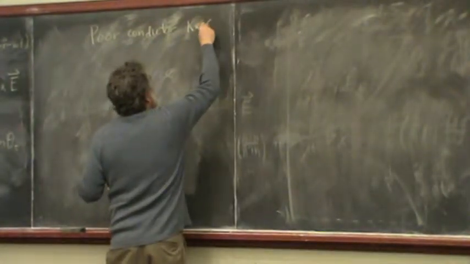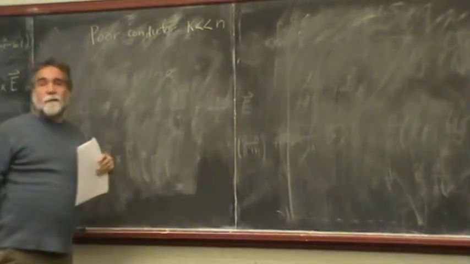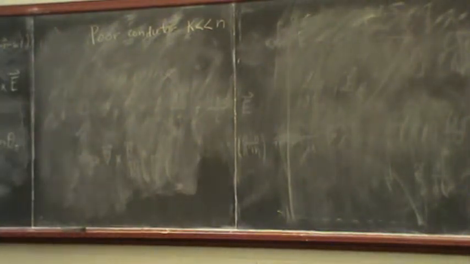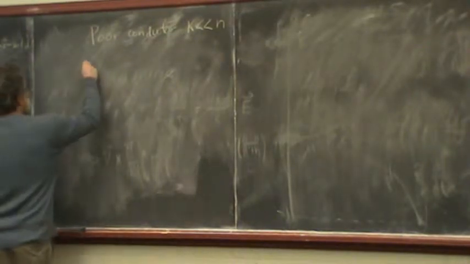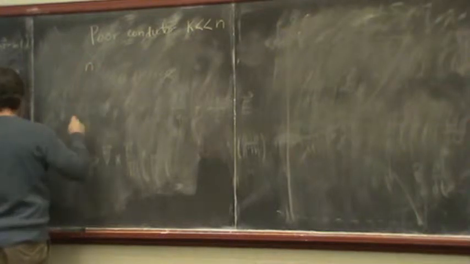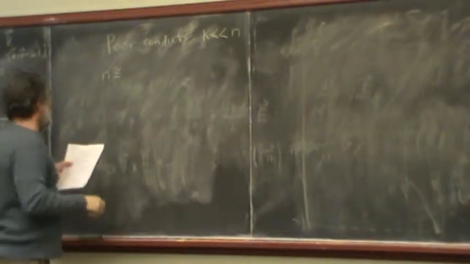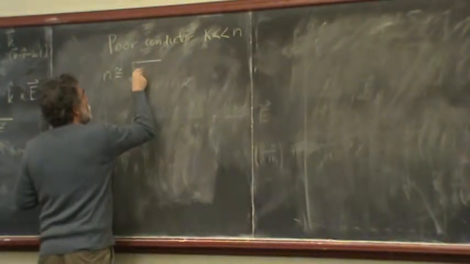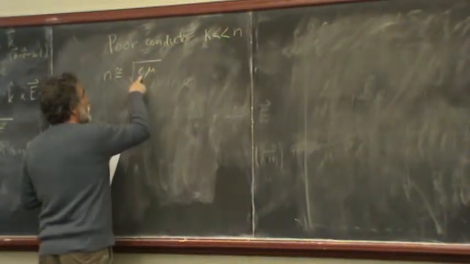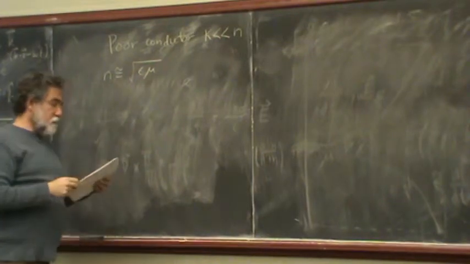kappa is much, much less than the index of refraction. The only way kappa can be small is if the conductivity is small. So remember that the index of refraction in that particular case, with kappa much, much less than n, is just equal to the square root of epsilon mu, where epsilon is the real part and mu is real.